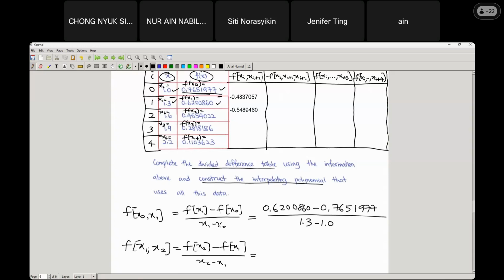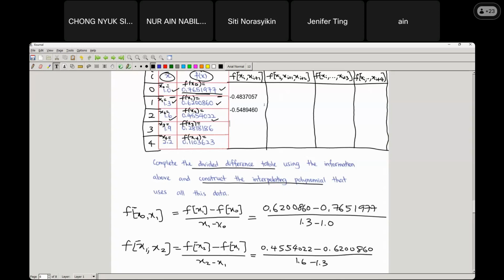For the next one, how do we get a negative 0.5489460? We take the f(x2), so this is the f(x2), so we have 0.4554022 minus f(x1), that is 0.6200860, divided by x2, so this is our x2 value, 1.6, minus x1, 1.3, so we get this value. Okay, and the next one, I give you the answer here. So I would like you to try at home.